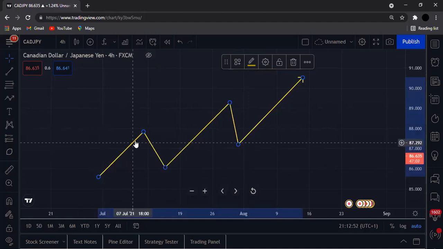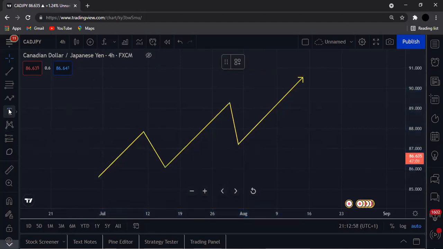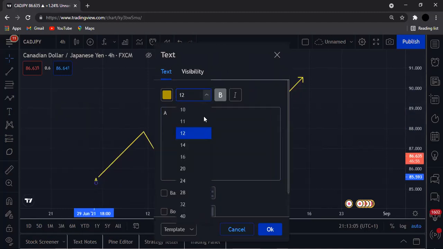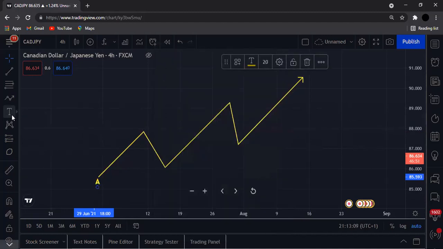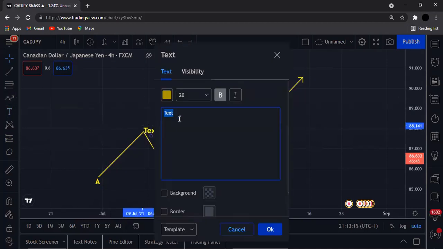So this move is an uptrend. From these points, let's call this low point A. Let me just put the text there. Points. Let's call this B.